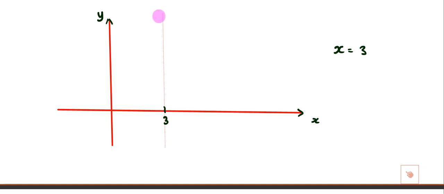How many spaces are there for a dot along that line? Infinite. So where is the point going to go? Why don't we know? We haven't been given enough information. What is the information you need? The y.